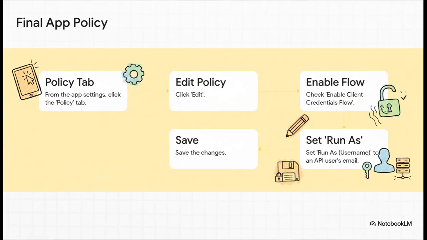We are almost done with the setup, I promise. The final step is to jump into the app's policy tab. In here, you're going to check Enable Client Credentials Flow one more time. And, this is crucial, you'll set the Run As user. This tells Agentforce which user's permissions the agent should run with. Just make sure this is a user who has API access enabled.